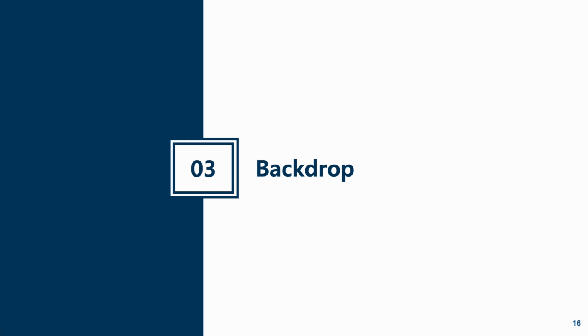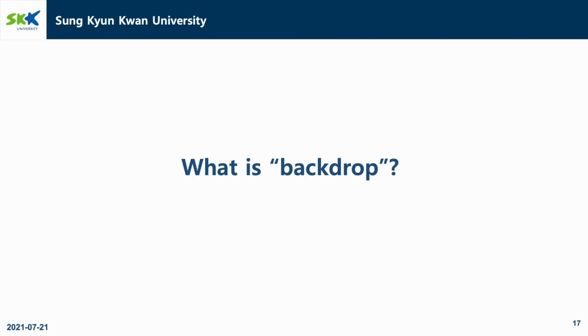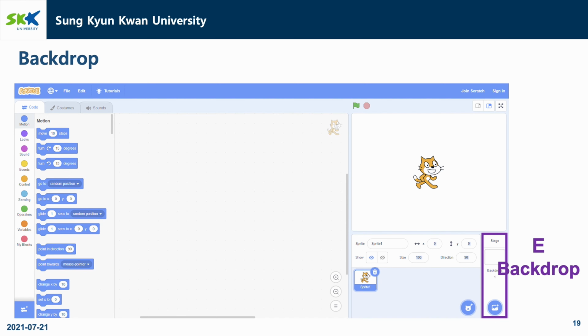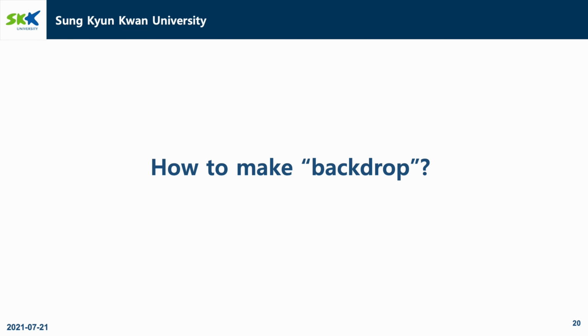Next, we are going to learn the backdrop. What do you think the backdrop is? Backdrop is the image that can be shown on the stage. It looks similar to sprite, but differs in that it can only show on backdrop in the stage. The location of the backdrop is the small purple box in the lower right corner of the page.